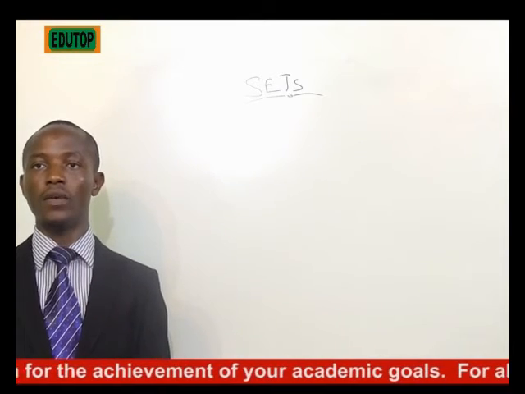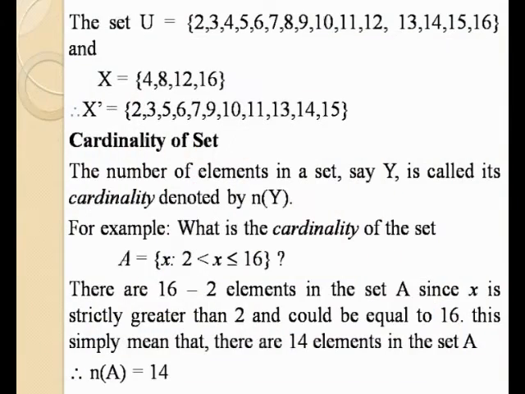Then we go to cardinality of sets. The number of elements in a set, say Y, is called the cardinality, denoted by small letter n, in brackets, capital letter Y. For example, what is the cardinality of set A, which is equal to x, such that 2 is less than x and x is less than or equal to 16?